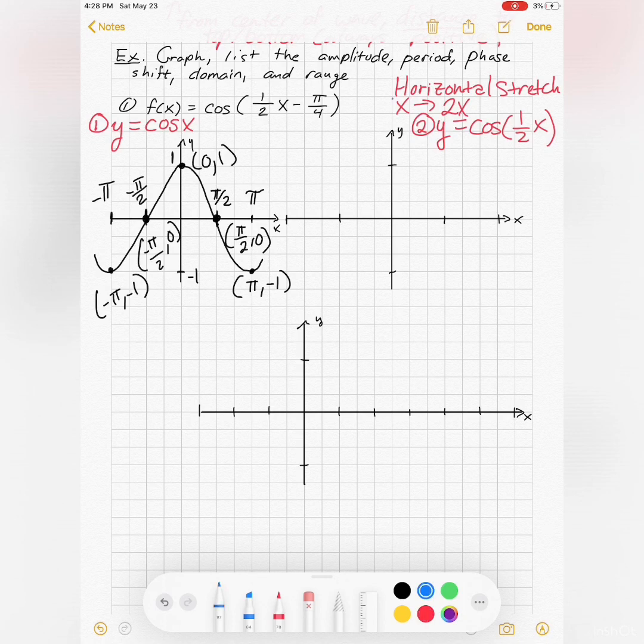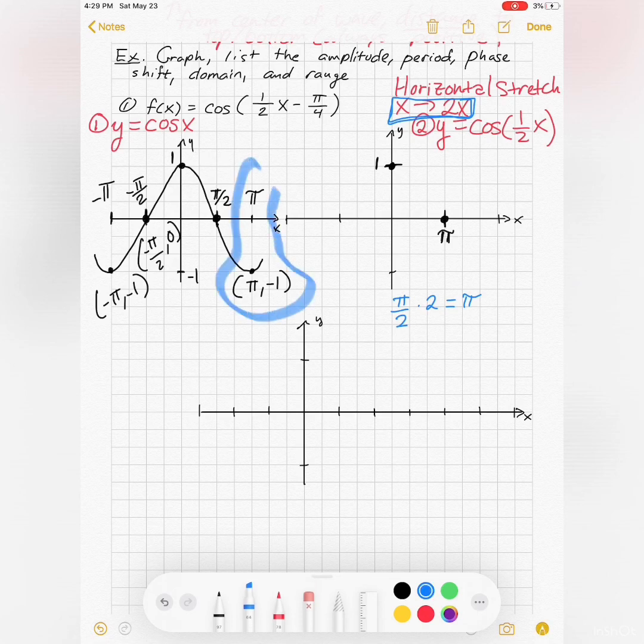So all I need to do is take each point on the previous graph and follow this rule. If I start with 0, 1, that's not going to go anywhere. If I multiply 0 by 2, it's still 0. My next point, the one that's here at pi halves, 0. I'm going to take pi halves and multiply it by 2. It's going to be at pi, 0 now. So in that case I would change the scale and make that pi. The next point, at pi, negative 1, I'm going to multiply the x by 2. It's going to be at 2 pi, negative 1.